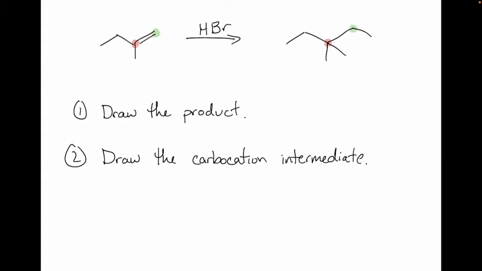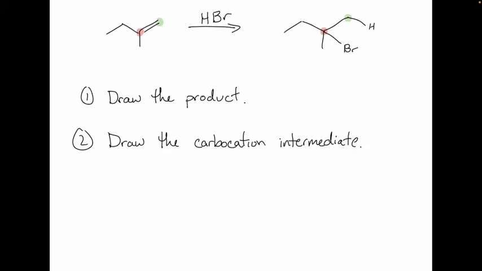Now I'm going to have to add an H and a Br. Which carbon is going to get the bromine, the red or the green one? The red one, right? The more highly substituted one. In this case, it's this red one, because that red one is a tertiary carbon compared to the primary carbon in green. So that's how I'm going to figure out which carbon to add the bromine to. Then I'm going to have to draw my carbocation intermediate here.